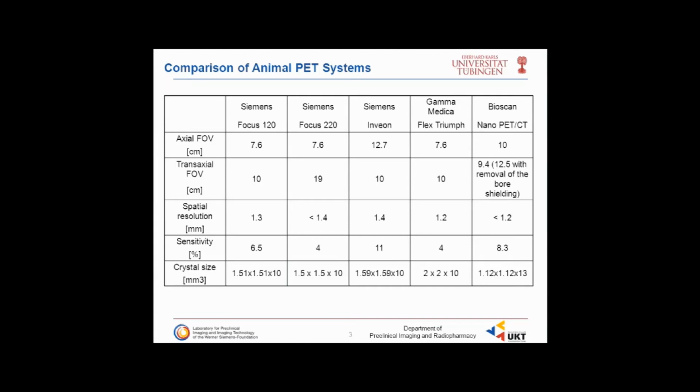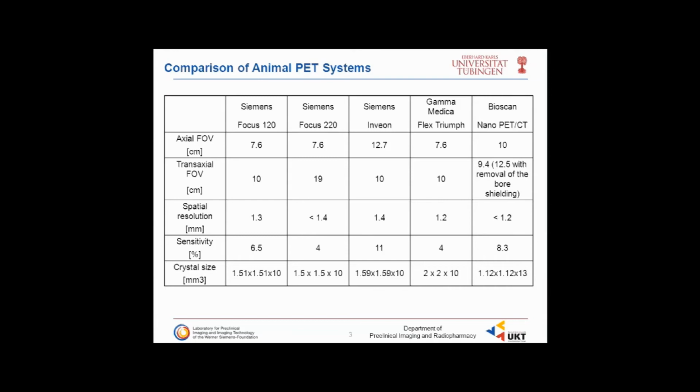The other important factor is the transaxial field of view, and that's obviously important depending on the animal species you want to scan. If you want to scan a monkey, then you need to go to a larger gantry. If you want to scan rats or mice, then you can literally choose nearly all the scanners.